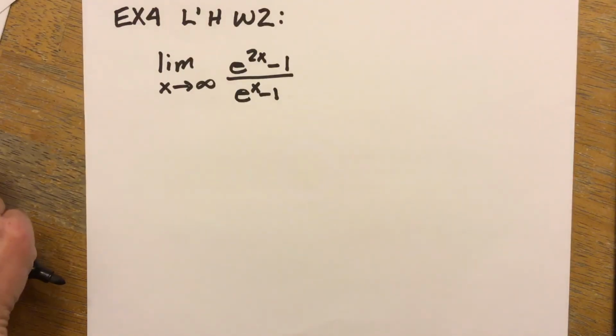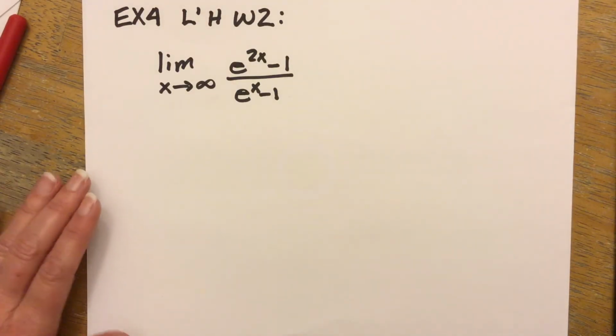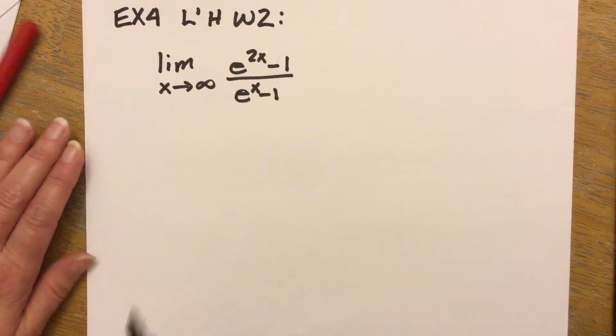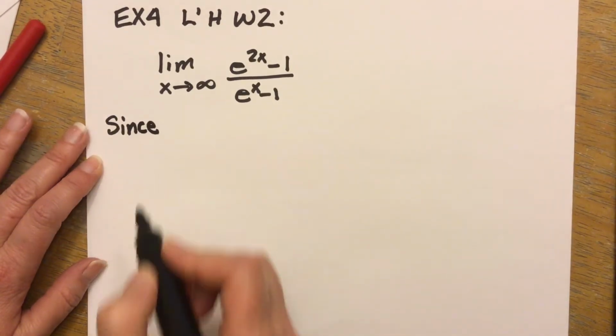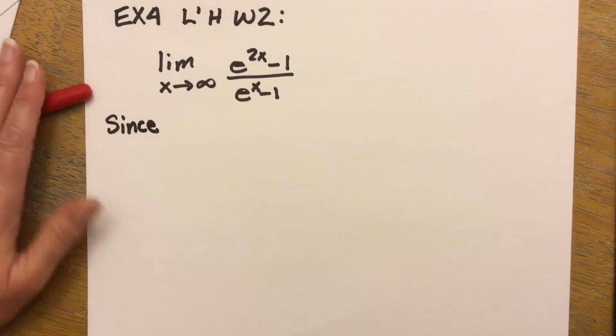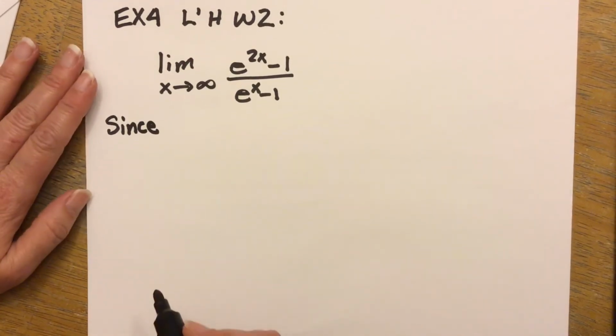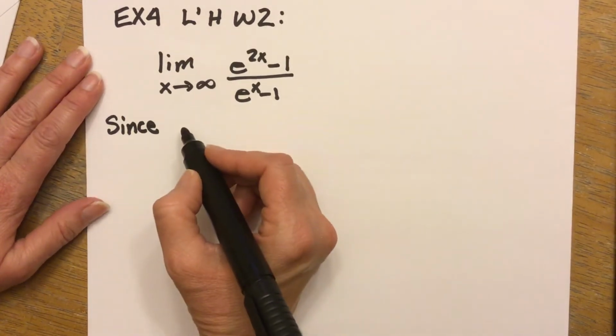Looking at this a second way, we're going to look at this using L'Hopital's. So again, you are never allowed to write infinity over infinity, 0 over 0, or negative infinity over negative infinity. So we have to find a way around that.